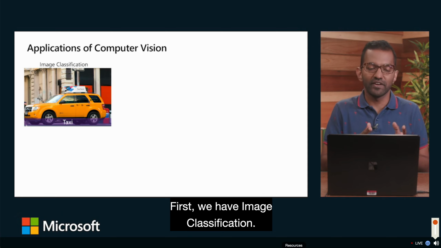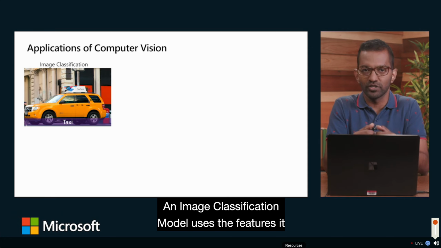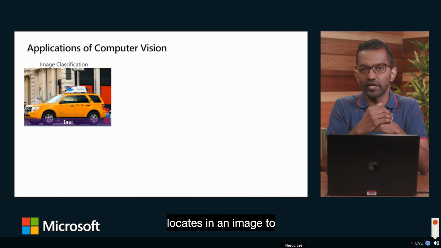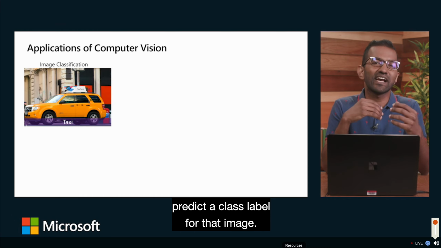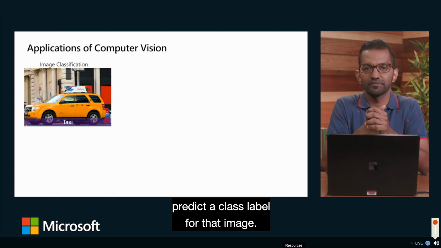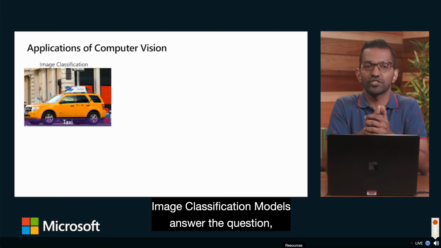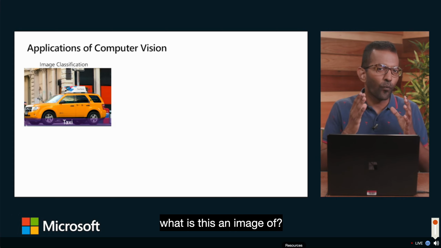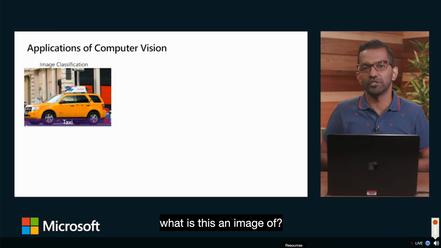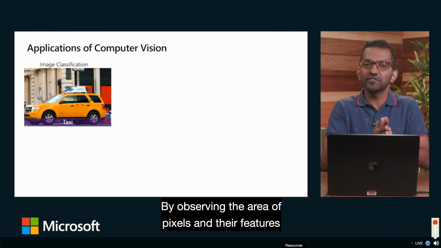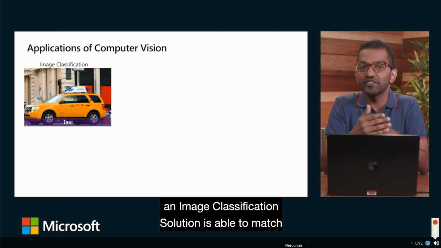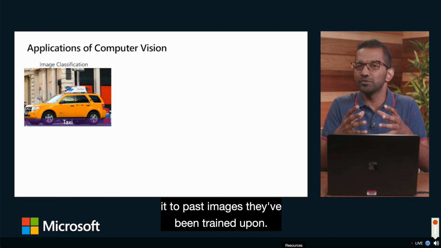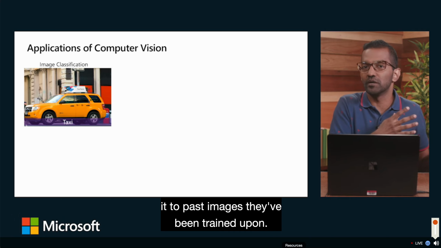First, we have image classification. An image classification model uses the features it locates in an image to predict a class label for that image. Essentially, image classification models answer the question, what is this an image of? By observing the array of pixels and their features, an image classification solution is able to match it to past images they have been trained upon.